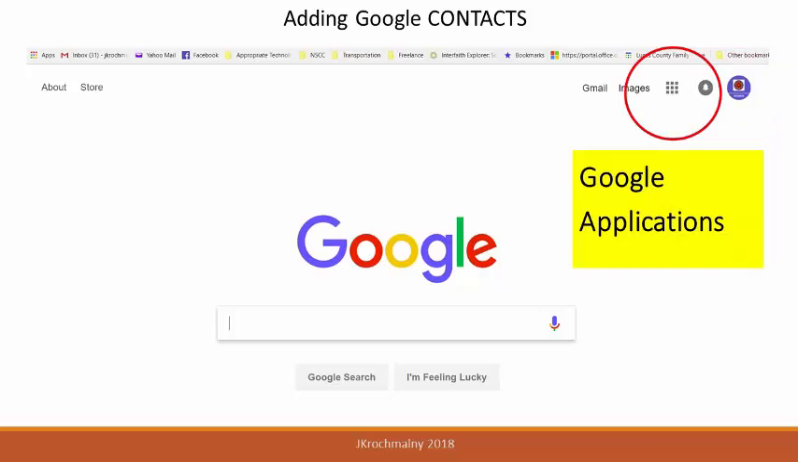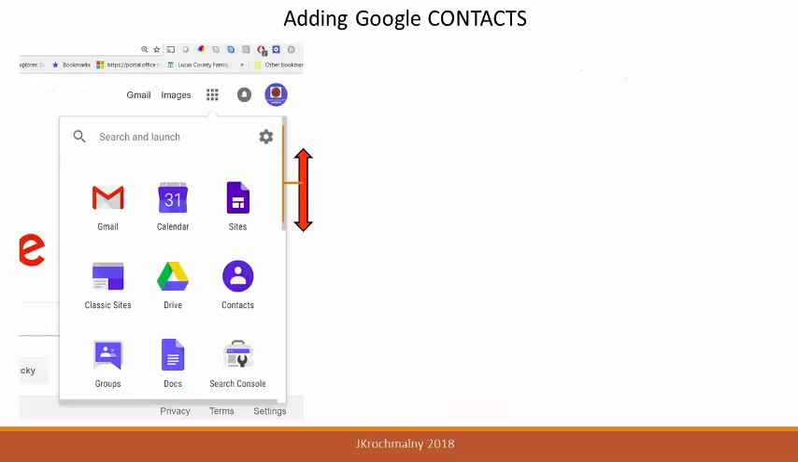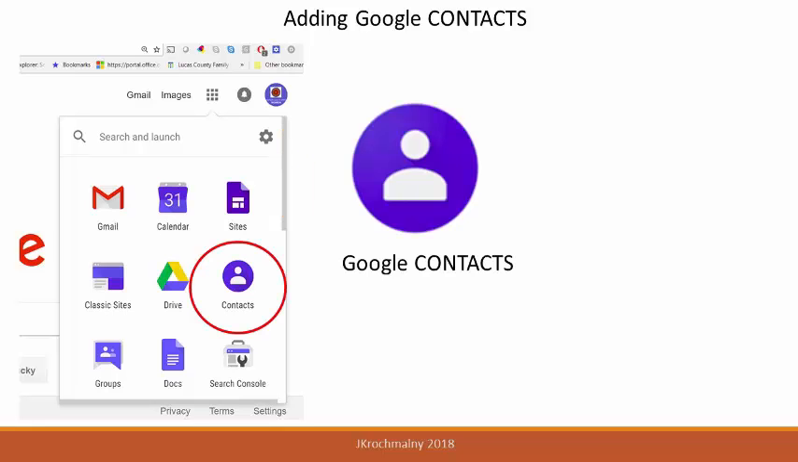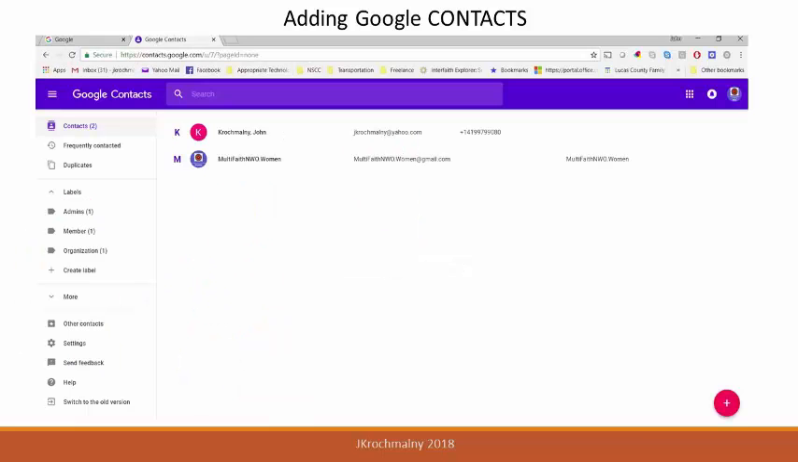The tic-tac-toe icon is where all of the Google applications for that account can be accessed. Again, use the slider to look for Google Contacts. When found, select Contacts. When selected, the Google Contacts opens with a listing of entered contact information.